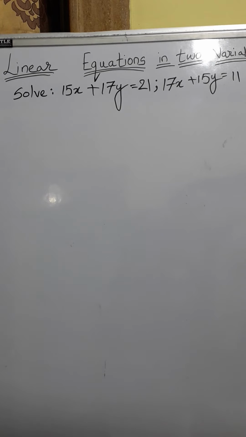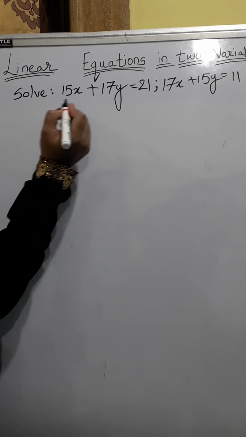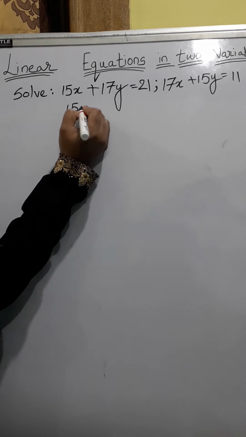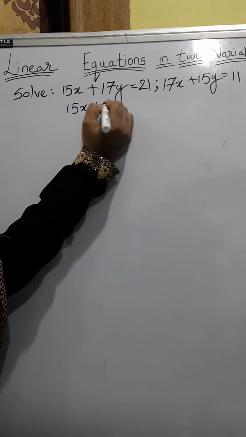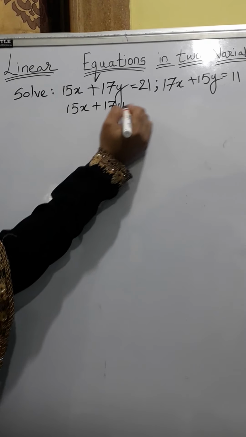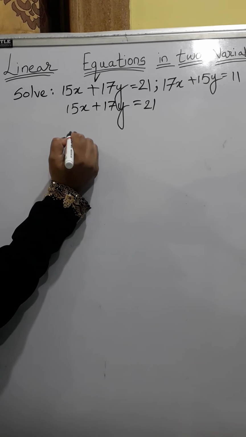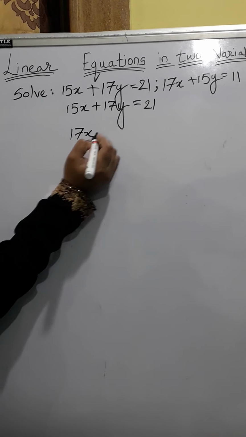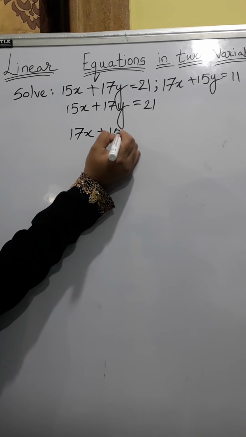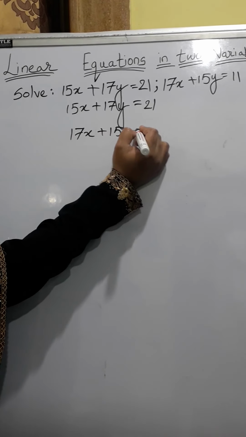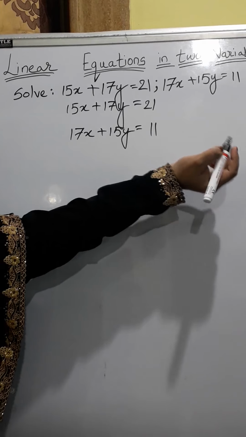Now again we have to consider the first equation as equation number 1 and the second equation as equation number 2. 15x plus 17y is equal to 21. The other equation is 17x plus 15y is equal to 11.